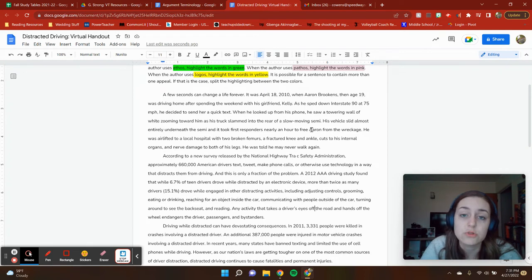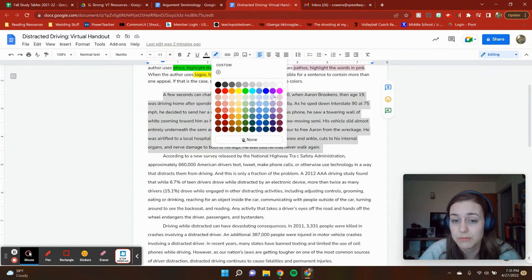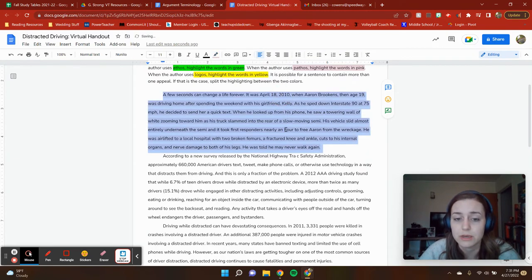All right. So just immediately reading this, I can see that she's trying to make me feel something, right? I'm supposed to feel bad for Aaron. I'm supposed to be a little scared. Oh no, maybe this could happen to me too. So primarily, this first paragraph, if we look in the instructions, it says pathos is going to be pink. She's trying to make me feel bad for him. So I'm going to highlight in pink.